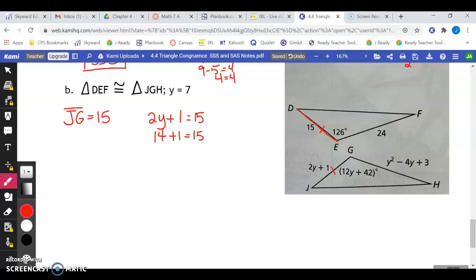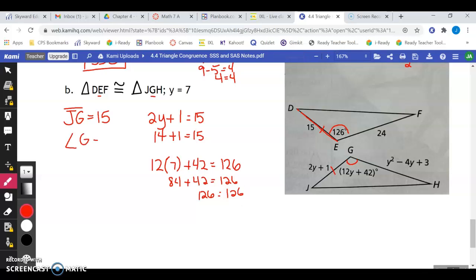Then we have this angle here listed as 12y plus 42, and angle E listed as 126 degrees, and we know they go together because they're both the middle letter of our triangles. So 12 times 7 plus 42 should give us 126. And 12 times 7 is 84. And when we add 42 to that, we do get 126. So that is true. So angle G is equal to 126 degrees.